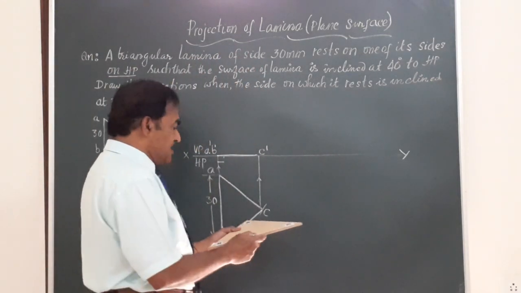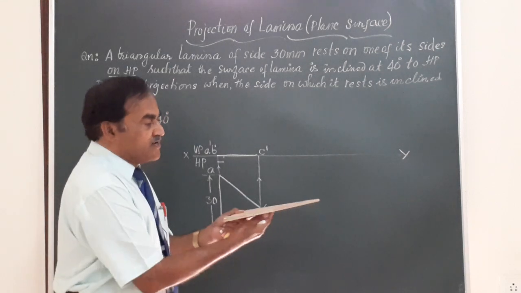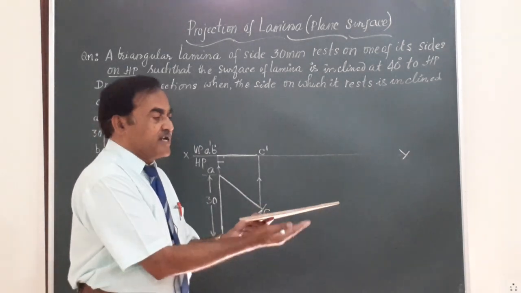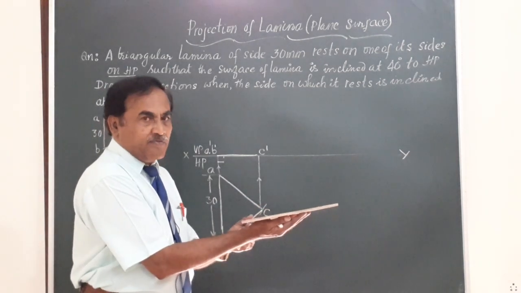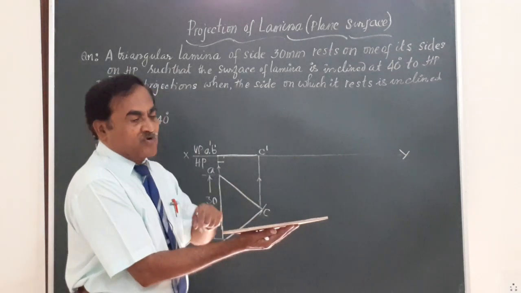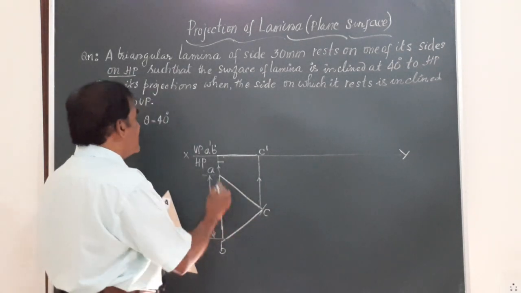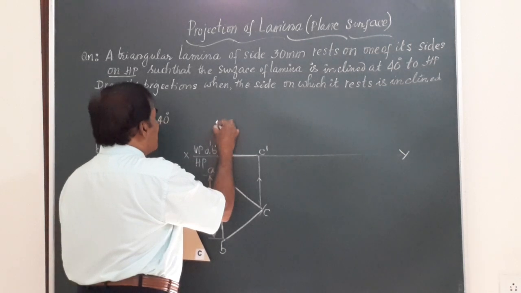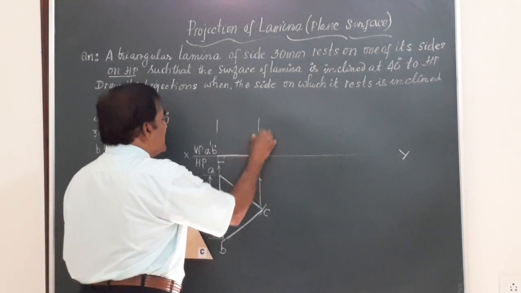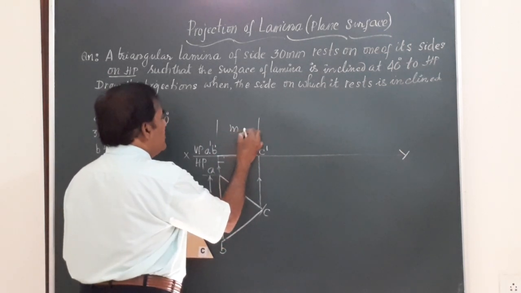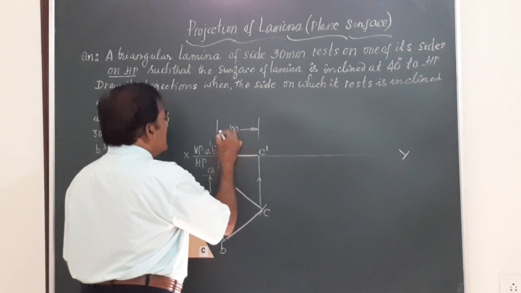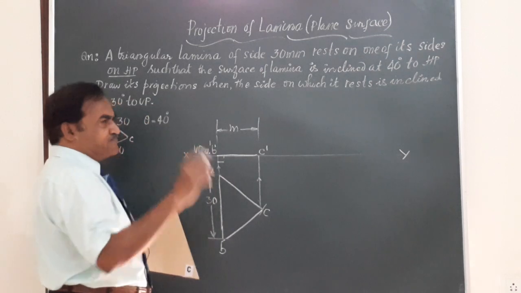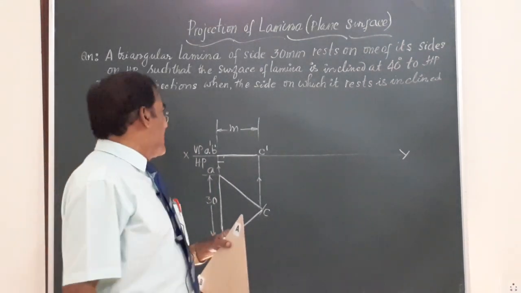Now friends, this I have placed on HP. The surface of this lamina is in contact with my hand, that is HP. So in the front view, you got a line. I will mark this line for simplifying the procedure. This length I will mark as small m. It has some value, so I will show this length as small m, so it becomes easy to understand.